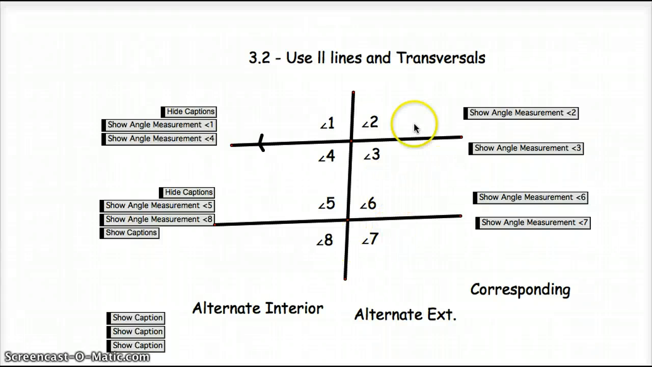Some of the ones you might already know are 2 and 4 are vertical. Same thing as 1 and 3, 5 and 7, and 8 and 6. And also you can notice that 1 and 2 are what kind of angles? They're supplementary angles. Okay, 1 and 2 are supplementary angles. 3 and 4 are supplementary angles. 5 and 6 are supplementary angles. And 8 and 7 are supplementary angles. All of that will factor in as we continue through this chapter. Okay.